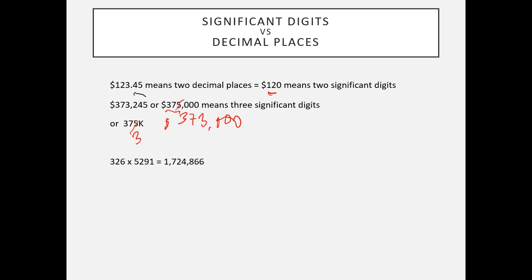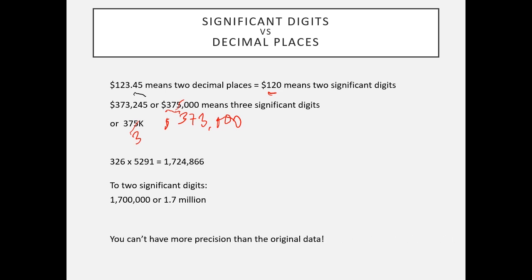This is the same one we had a moment ago, 326 times whatever. You wind up with this number. That would be what the calculator would give us to 2 significant digits. Now we'd only have the 17, and the rest, we could write this as 1,700,000 or just 1.7 million. Means the same thing.